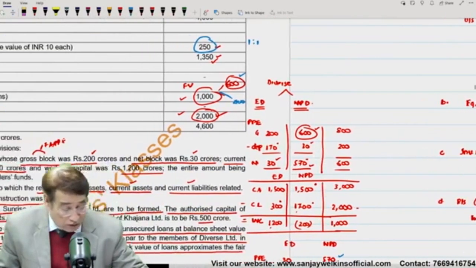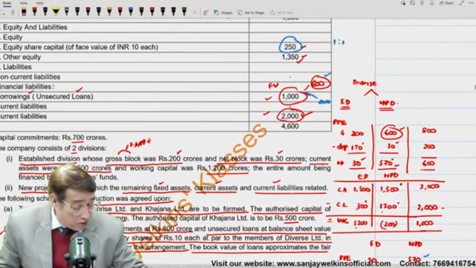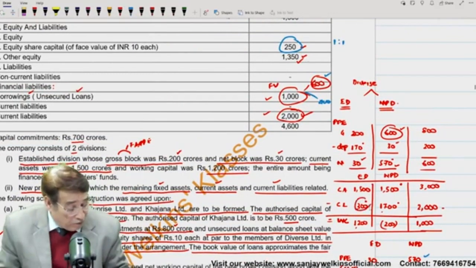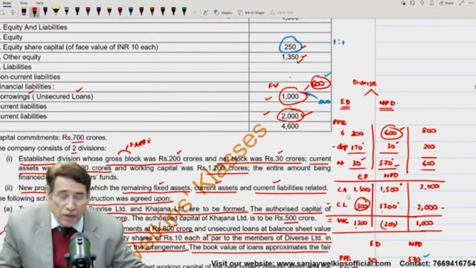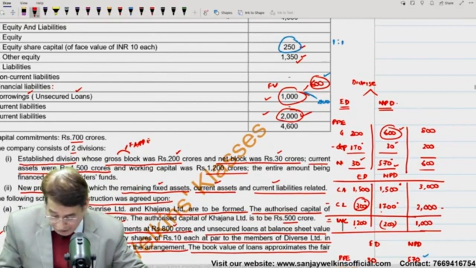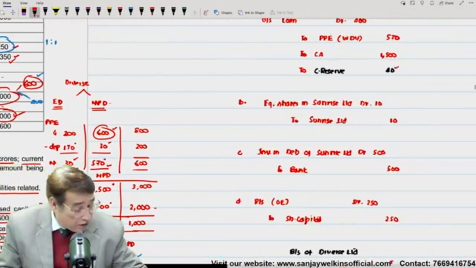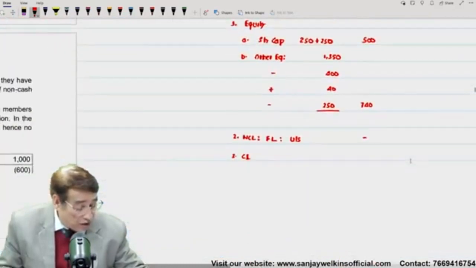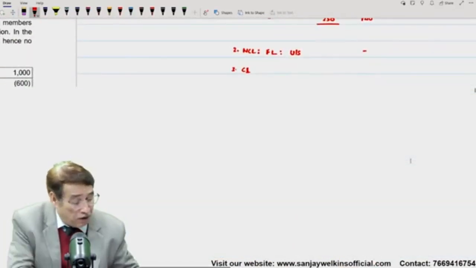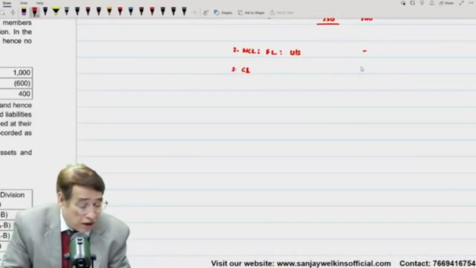Something was written when we were analyzing the question. So current liability of establishment division is 300 only. So this is the remaining current liability. So I will write current liability at 300 only. So in the balance sheet, after the unsecured loan, you will write current liability equal to 300. Is it clear to you?